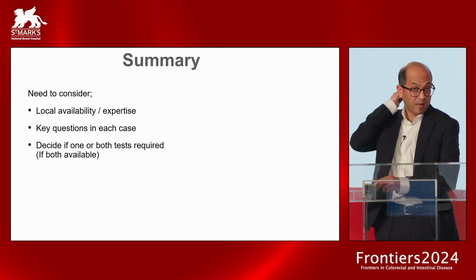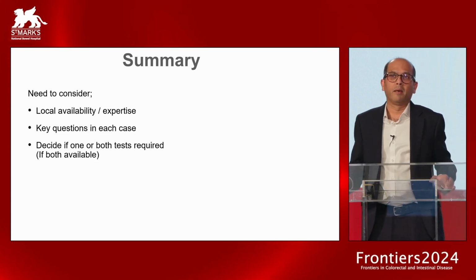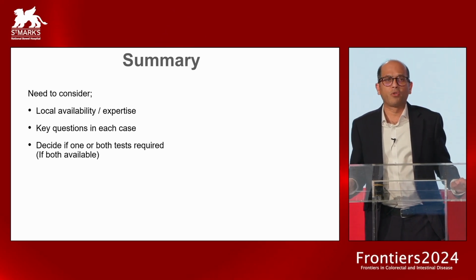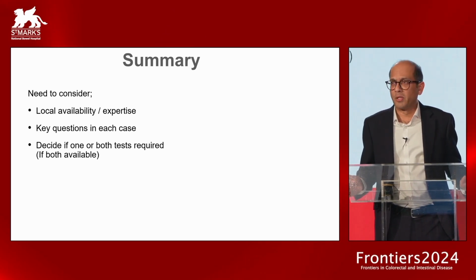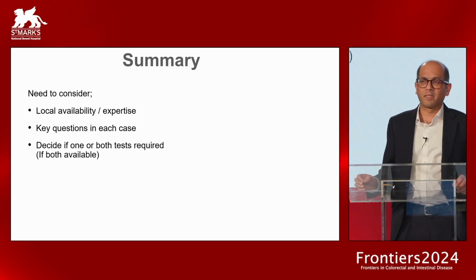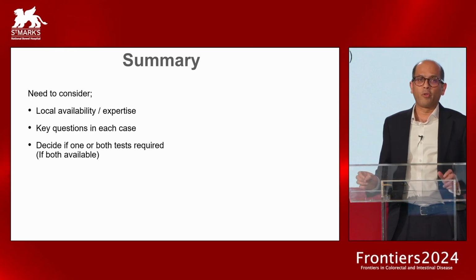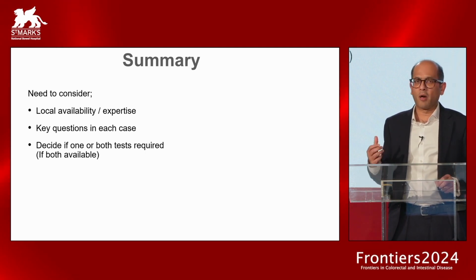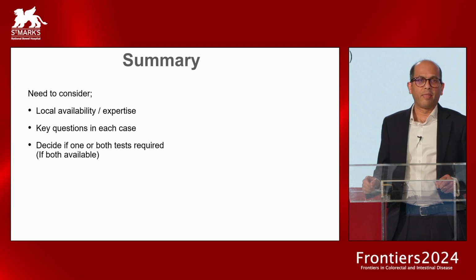So in summary, as I've set out, there are pros and cons of both of these techniques, and ultimately you're going to be looking at your local availability and expertise, and really focus on the questions that you want to answer. If you've got the option of both, and the functional question is about a high probability of anismus, I think most people would accept that barium is probably the preferable choice.